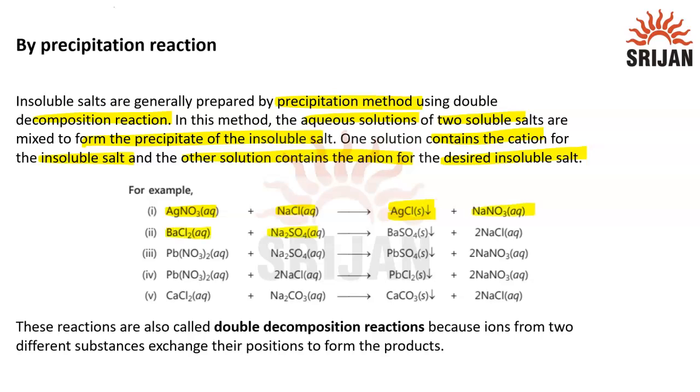Similarly, barium chloride on reacting with sodium sulfate produces barium sulfate, which is insoluble. Lead nitrate on reacting with sodium sulfate produces lead sulfate, which is insoluble. Then lead nitrate on reacting with sodium chloride produces lead chloride, which is insoluble. Then calcium chloride on reacting with sodium carbonate produces calcium carbonate, which is insoluble in nature. These reactions are also called double decomposition reactions because ions from two different substances exchange their positions to form the products.